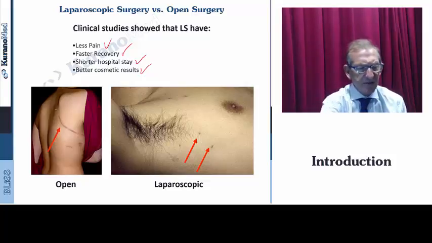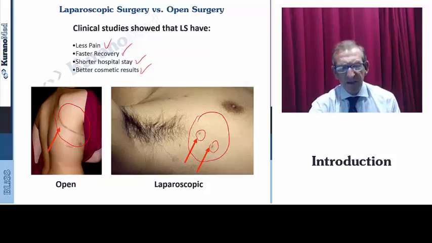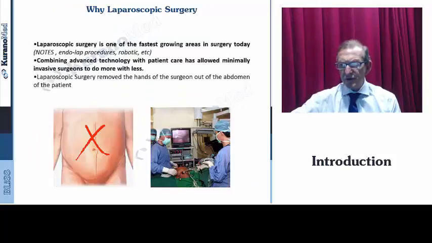You can see in the left slide here a huge scar for a simple procedure, like what is done today through a very small incision of a few millimeters when we treat sweaty palms or hyperhidrosis using a thoracoscopic, or today a video-assisted thoracoscopic surgery, approach.